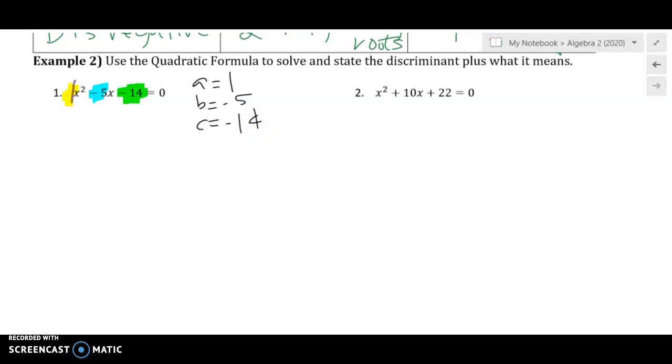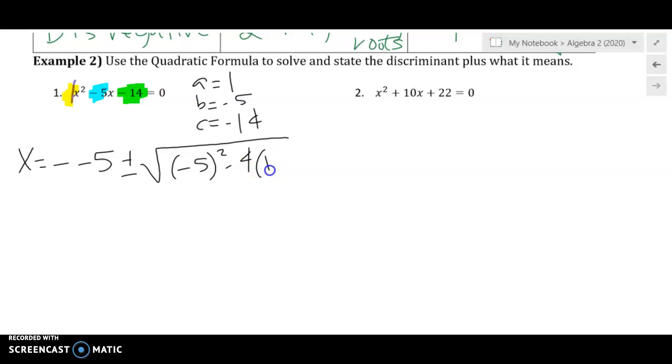So I have my a, b, and c. Just like yesterday, I'm going to take those and I'm going to plug those in. So x equals negative b, so -5, plus or minus square root b squared minus 4 times a times c all over 2 times a. So again, you can just pause and make sure you put everything in the right spot, but that's all my numbers in the right position.